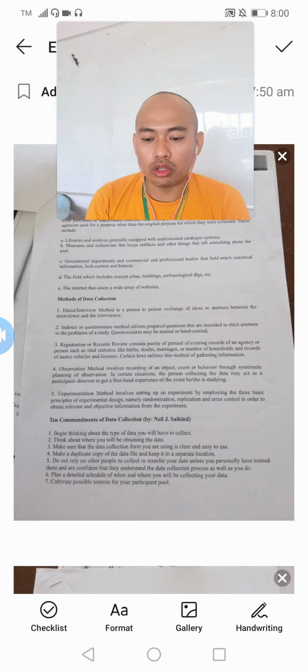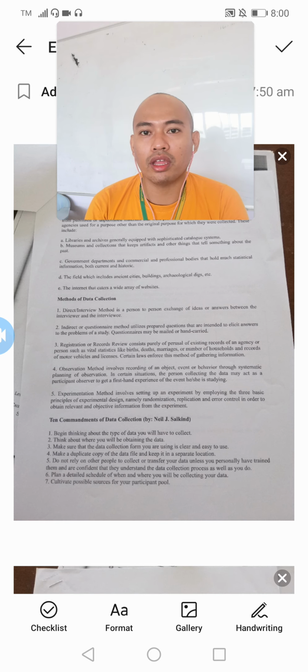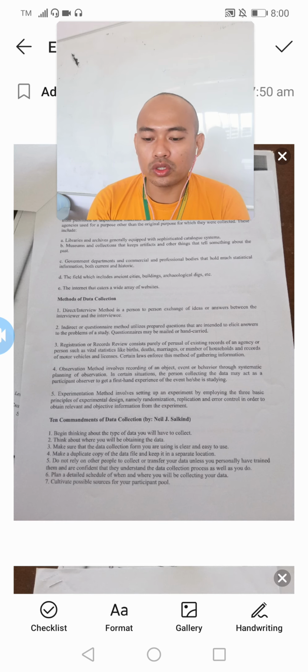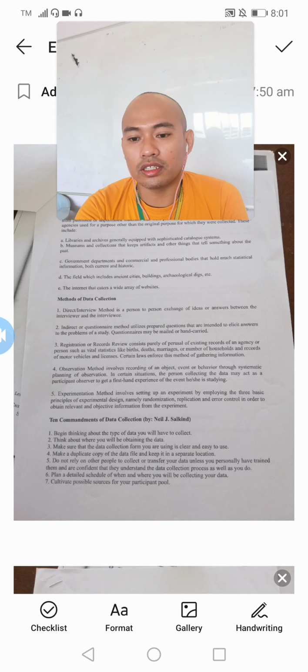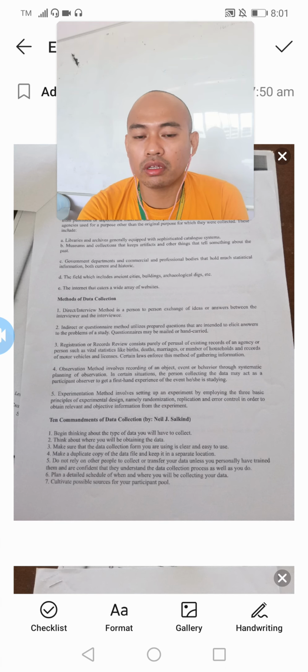Now, for the methods of data collection, we can have five basic methods. The first one is the direct or interview method. It is a person-to-person exchange of ideas or answers between the interviewer and the interviewee. Another one is the indirect or the questionnaire method. It utilizes prepared questions that are intended to elicit answers to the problems of a study. Questionnaires may be mailed or hand-carried.